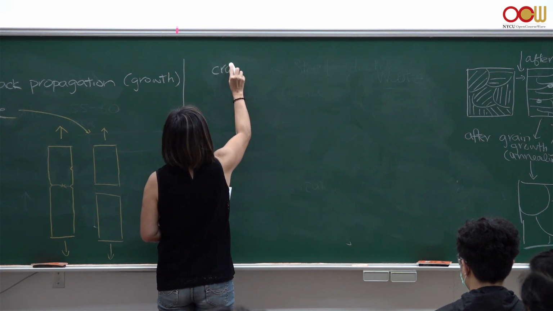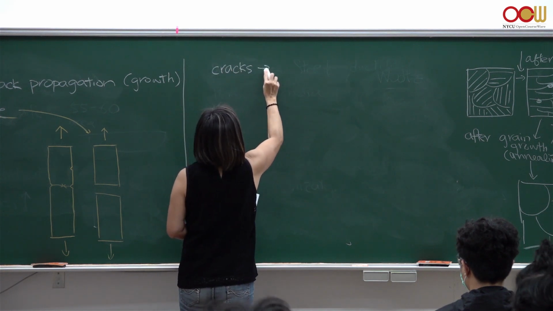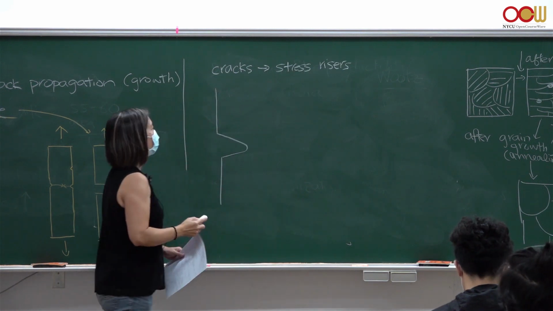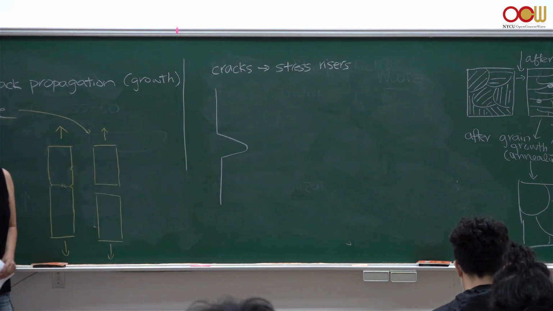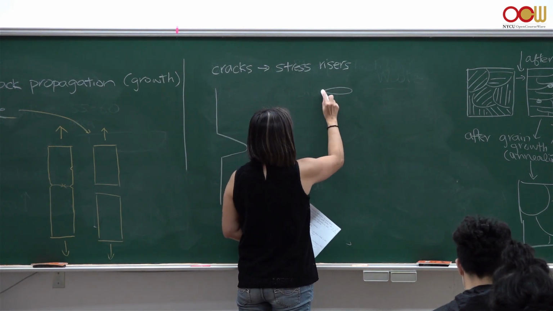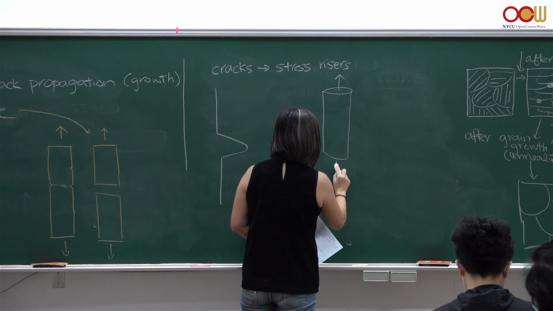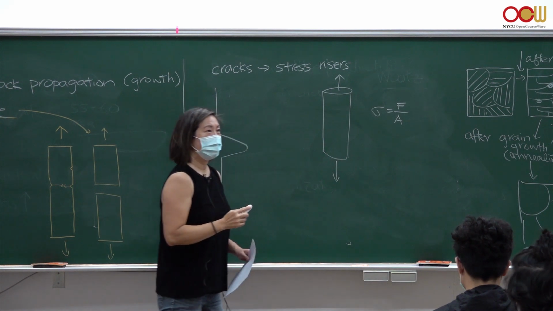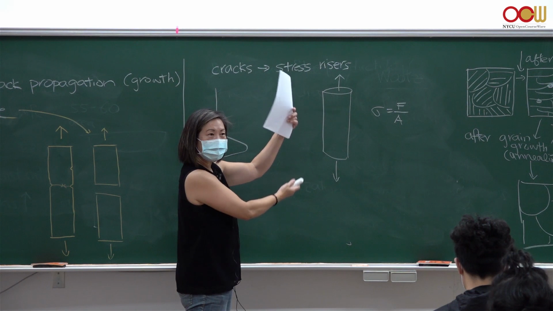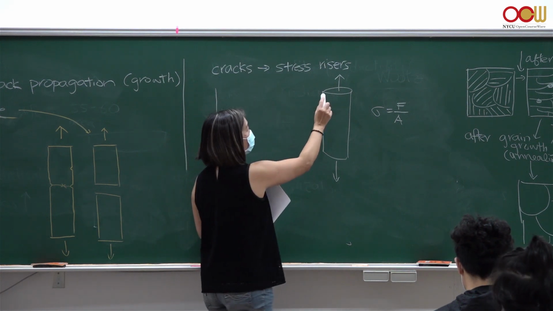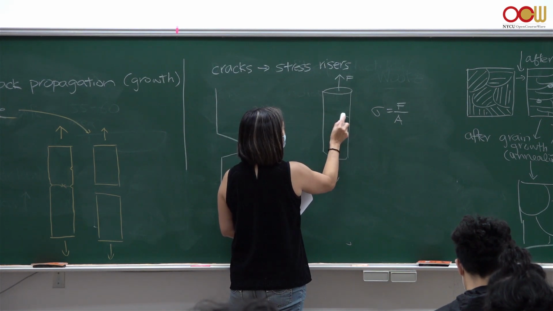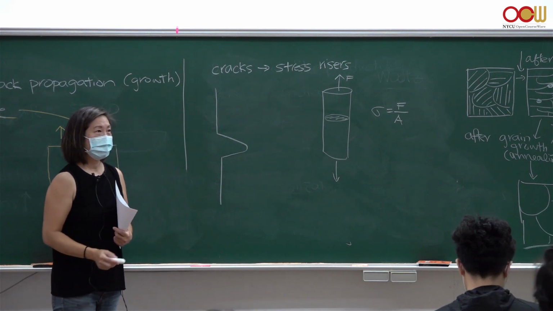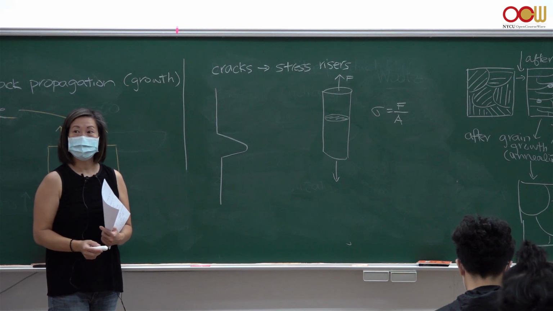So cracks are what are called stress risers. So I have a highly magnified view of a crack inside a material. If I'm pulling on this material, stress is force divided by area, right? The stress this material experiences is the force I am pulling on it with divided by the cross-sectional area. So that's the stress experienced by the material.